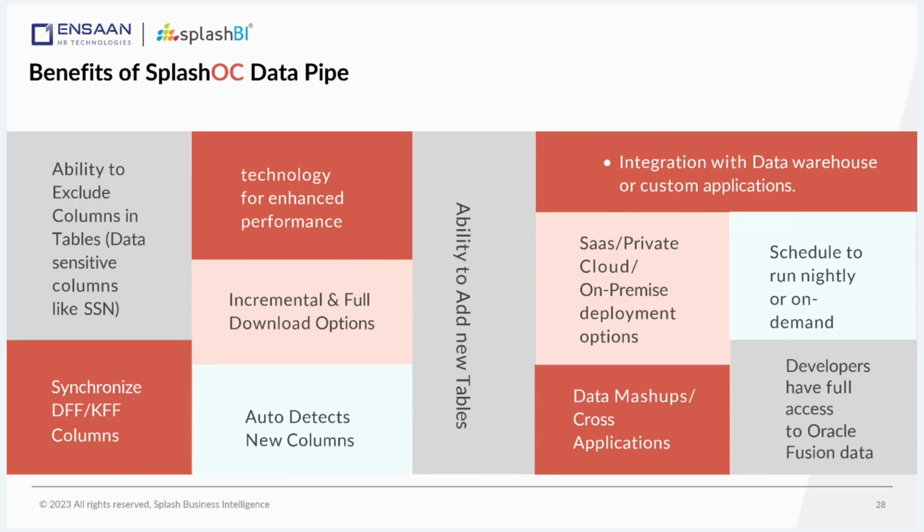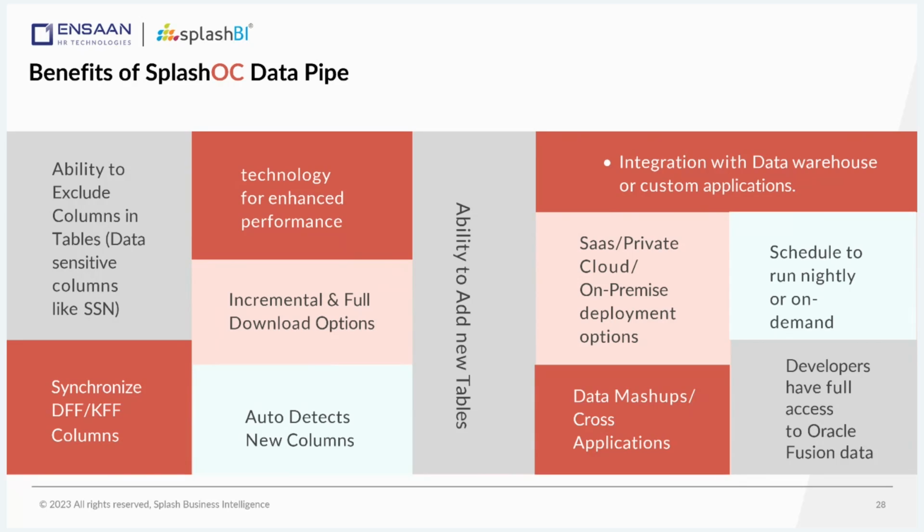And Splash OC is intelligent enough to auto-detect new columns. So let's say, for example, tomorrow your Fusion pod gets upgraded and Oracle decides to change certain tables and add new columns. Splash OC will be able to detect that as well and ensure that whatever changes have been made in your Fusion pod are available and streamlined in your Splash OC data pipeline as well. So all those different changes, in terms of incremental data and full download, are also catered to via the Splash OC data pipeline.